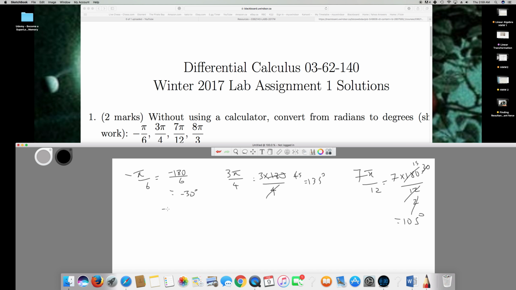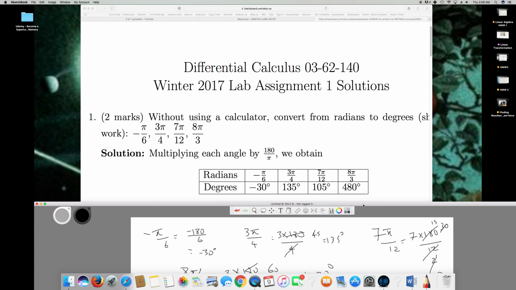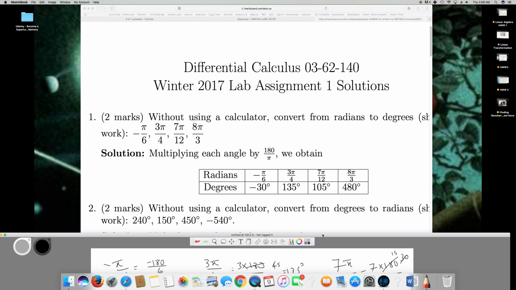And 8π/3. 8 times 180 over 3. So 3 and 60, it's going to be 8 times 60, which is 480 degrees. So 480 degrees is the answer for this one. Let's check: minus 30, 135, 105, 480. So we did it right.